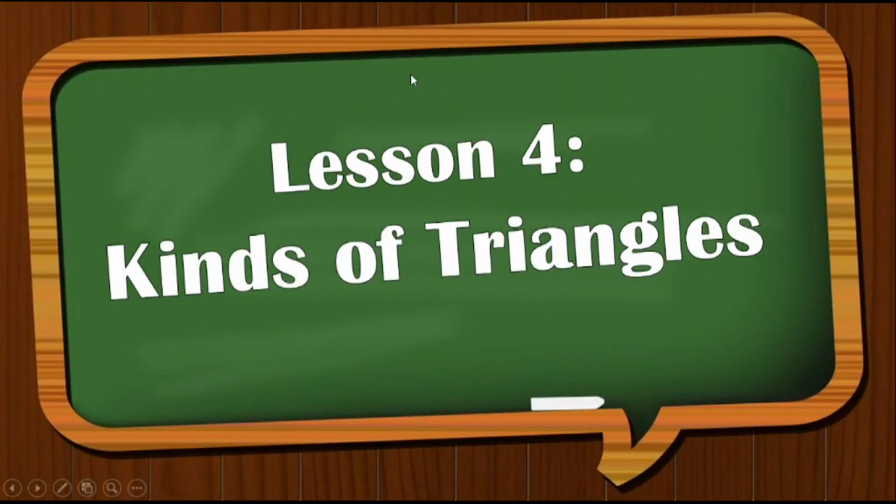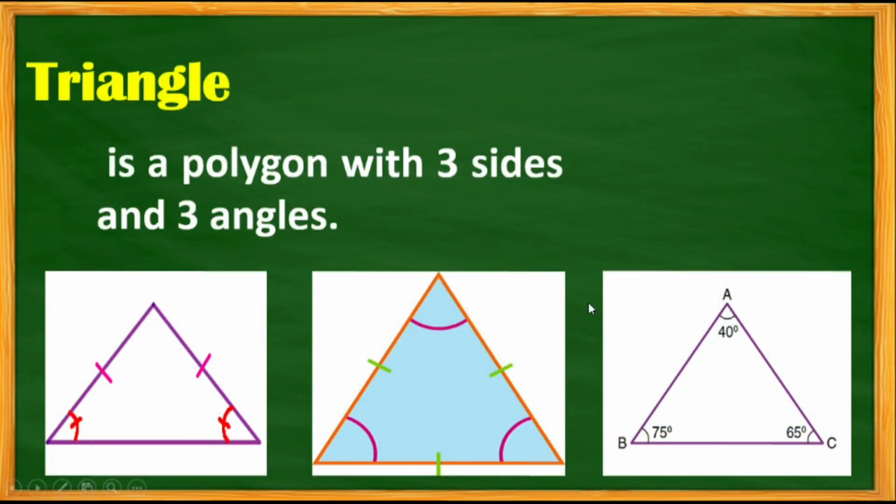Now, let's proceed to our lesson for today. Our lesson for today is about kinds of triangles. Let's define first a triangle. A triangle is a polygon with 3 sides and 3 angles. These are examples of a triangle.